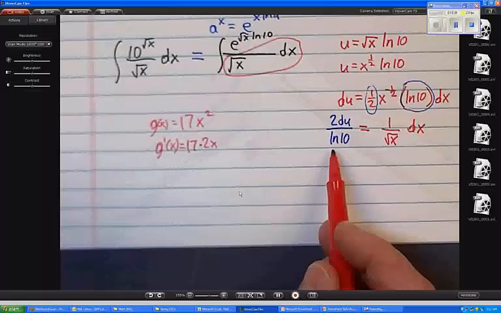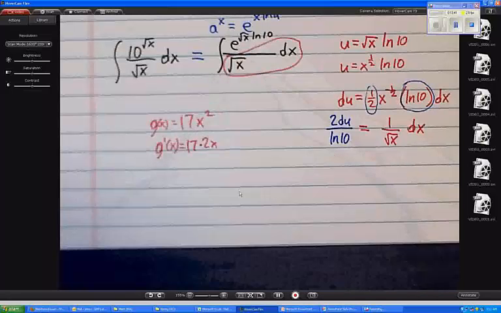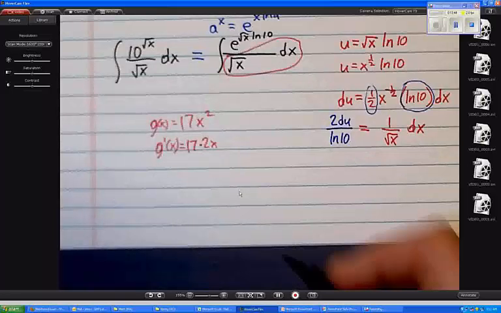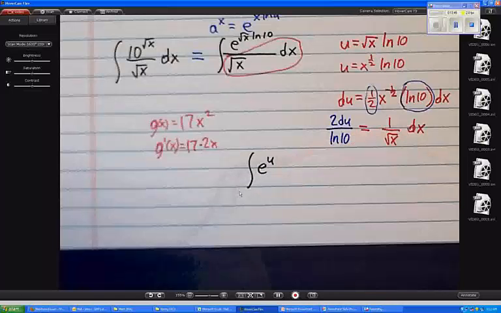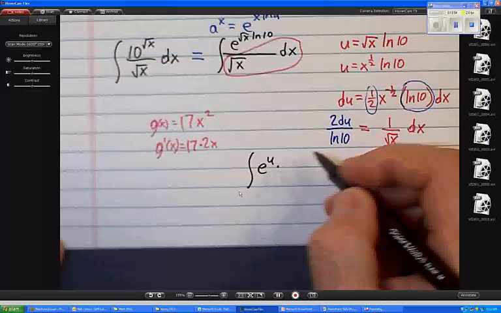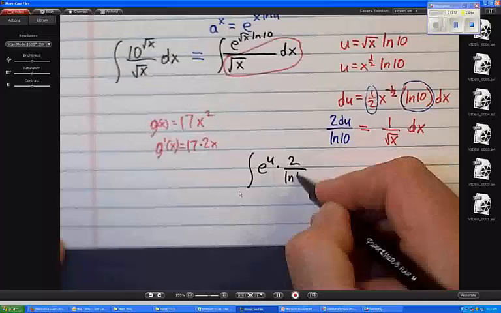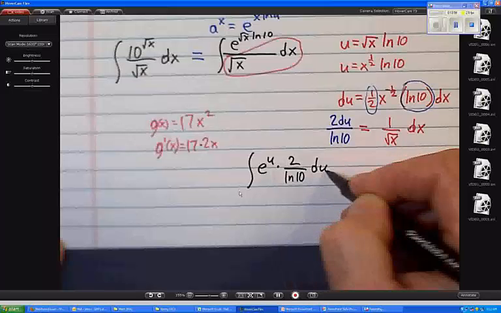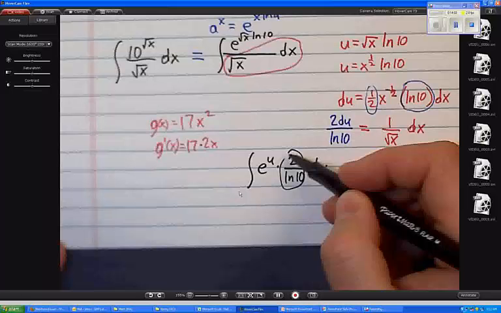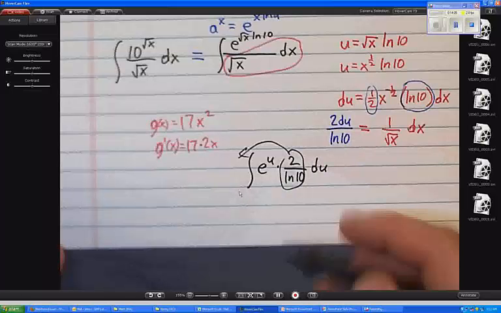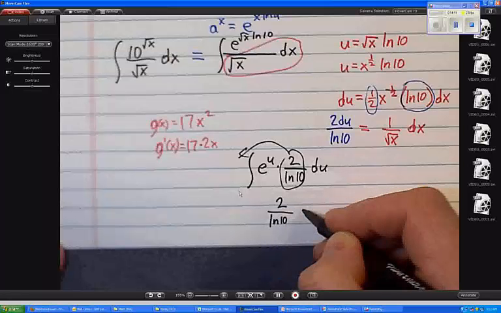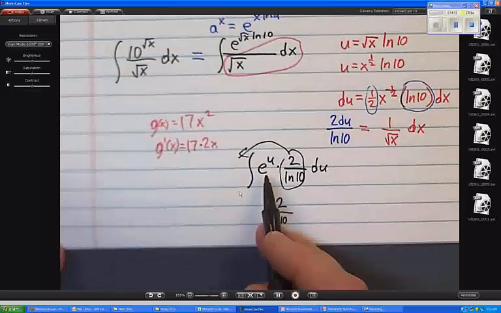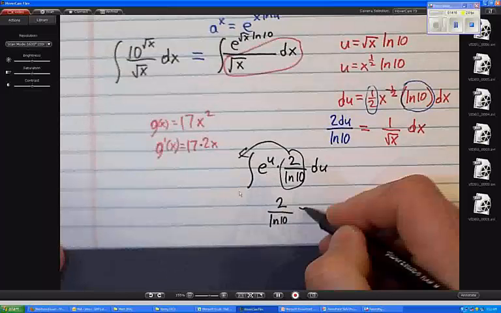right here with the blue, and then I'll have e to the u. So I'll go ahead and work this out. I get e to the u times, well, 2 over the natural log of 10 du. And the 2 over natural log of 10, that's a constant we can bring out front. So I get 2 over the natural log of 10. Oh, what's the antiderivative of e to the u? E to the u plus c.